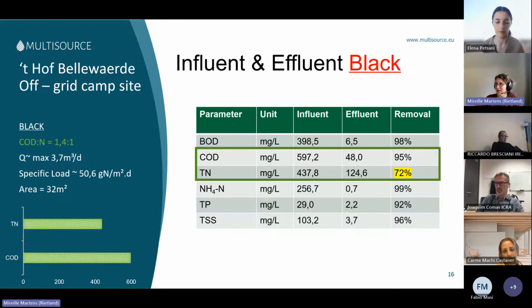So this is a campsite which is open over a large period of time, and sometimes you have peaks during summer breaks or long weekends, and then it really goes up and down. So this number, this 50 grams of nitrogen per square meter per day, is a specific load of an intense period.